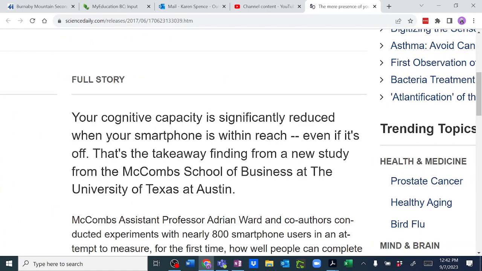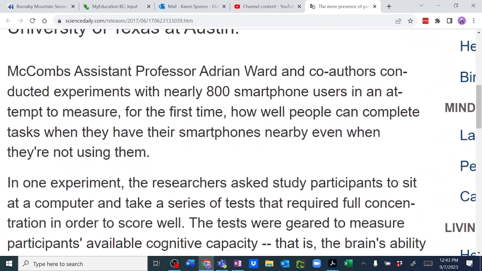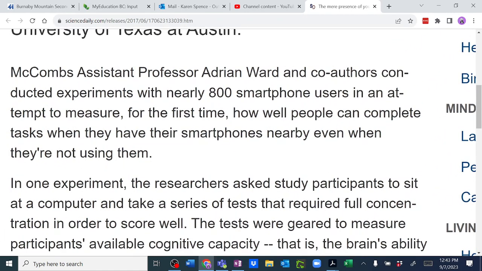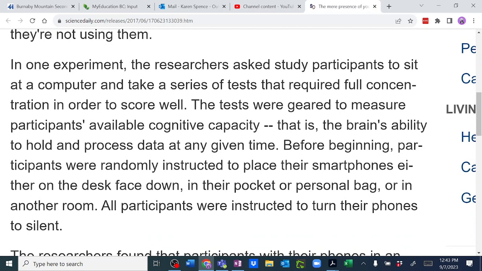So let's just take a quick look at this. They conducted experiments with nearly 800 smartphone users in an attempt to measure how well people can complete tasks when they have their smartphone nearby. They're not looking at it, it's just on their desk. In one experiment, the researchers asked study participants to sit at a computer and take a series of tests that required concentration. The tests were geared to measure the participants' available cognitive capacity. So that's the brain's ability to hold and process data.